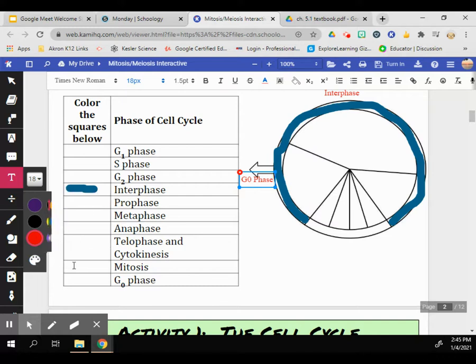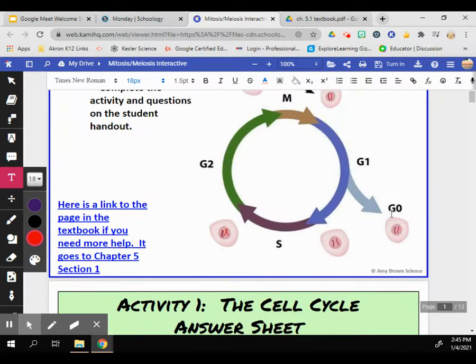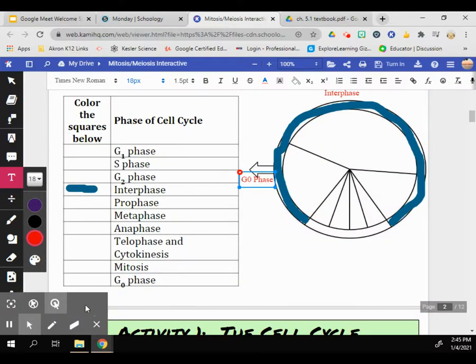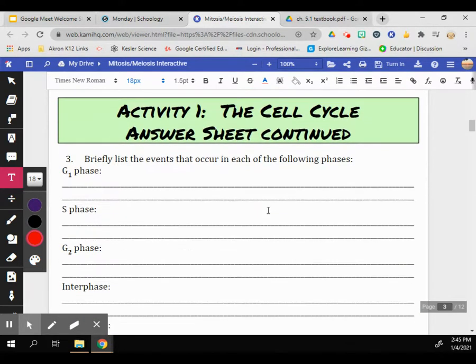Okay, but I'll help you out with that one there, just because we didn't really talk about it in class. I didn't really point it out at all, so that's where we're getting it from right here. So you're going to keep going with the different colors, coloring in this diagram to the best of your ability, and then you'll move on to some more questions here.